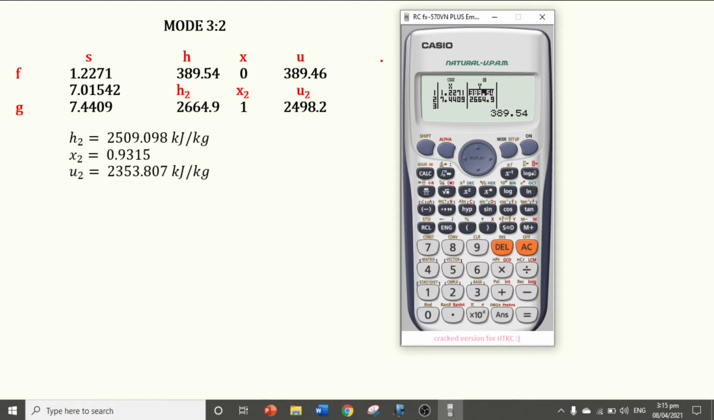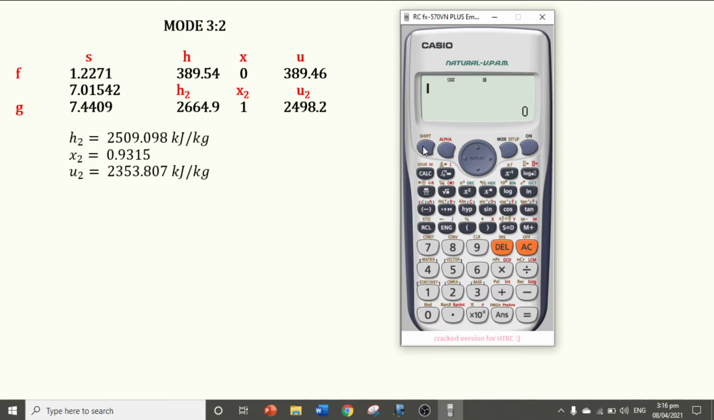Edit natin si Y. So, kapag F, ang X natin is 0. Kapag G, ang X natin is 1. Press AC, Shift 1, 5, 5. Lagyan natin si entropy, which is 7.01542. Therefore, X2 is 0.93153 or 93.15%.